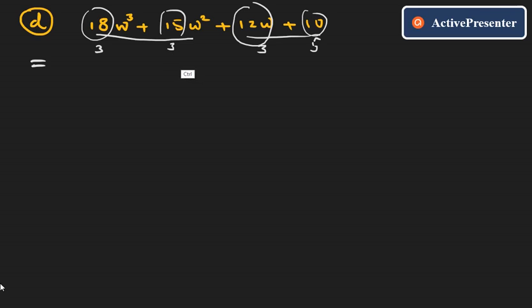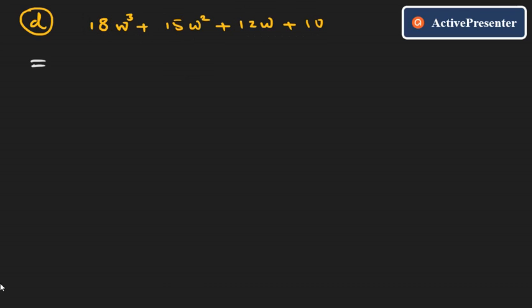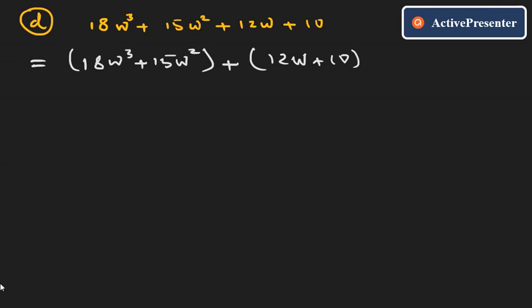The terms that are, I'm not saying like terms, that will provide you a valid answer. So let's take these two together first. If you group them, you will have 18w cubed plus 15w squared plus 12w plus 10. Now factor the greatest common factor.